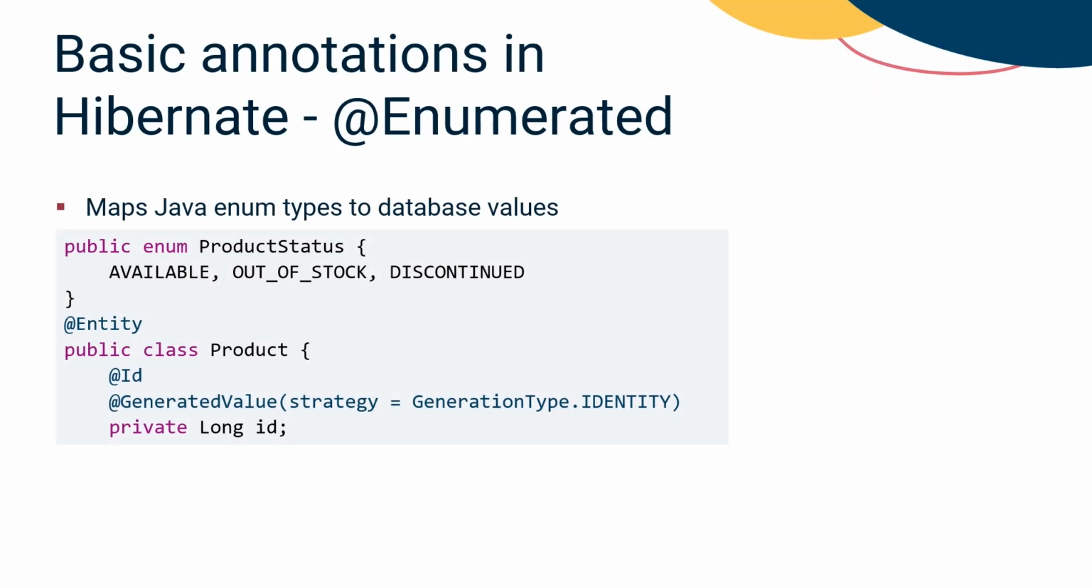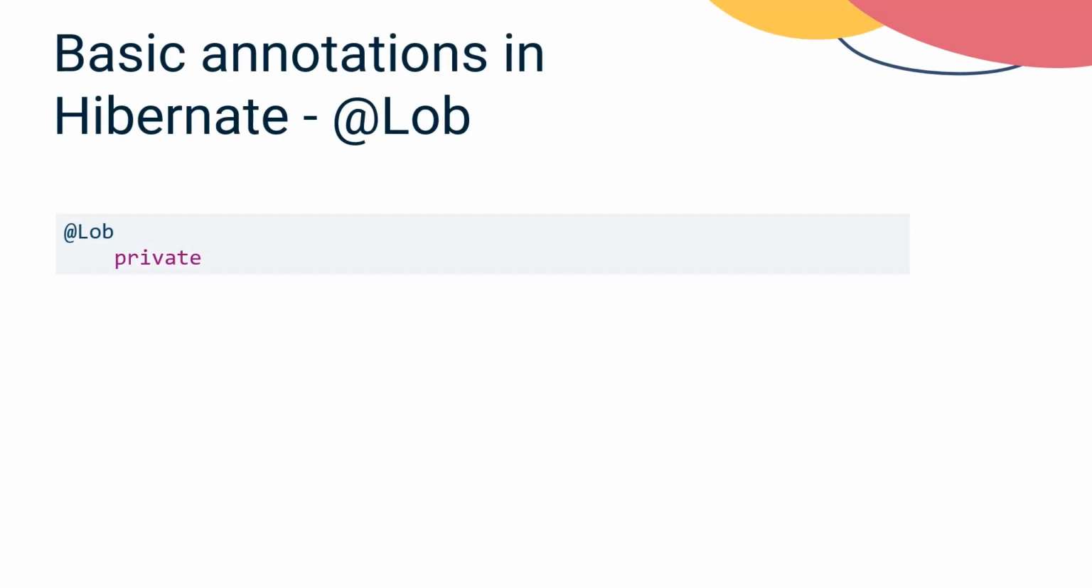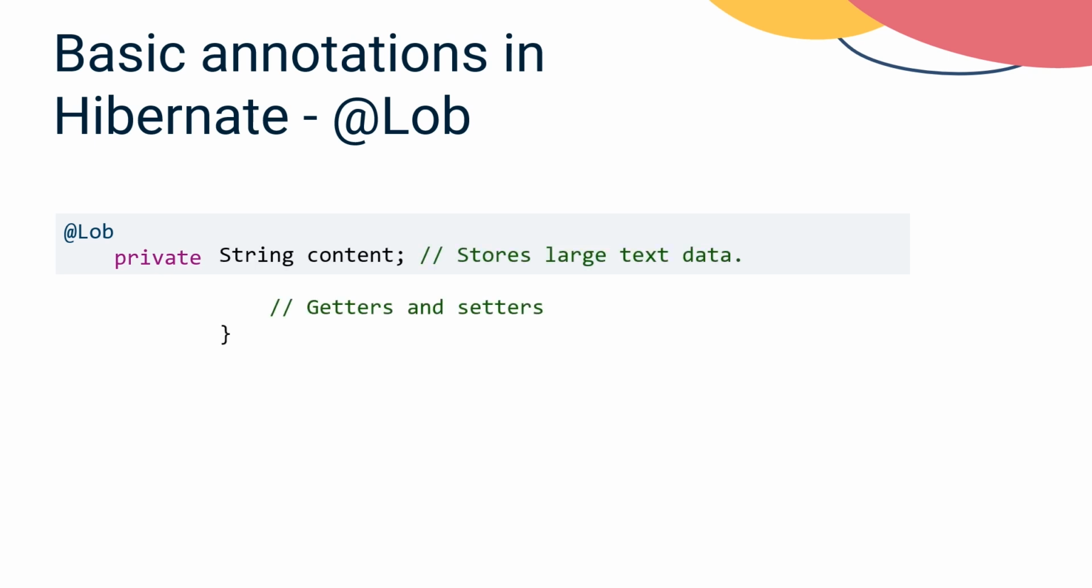The @Enumerated annotation maps Java enum types to database values. The @Enumerated(EnumType.STRING) part maps the enum as strings such as available or out of stock. The @Lob annotation indicates that a field should be stored as a large object, such as a character large object, or CLOB, or a binary large object, or BLOB. The String content section can hold large quantities of text-based data.